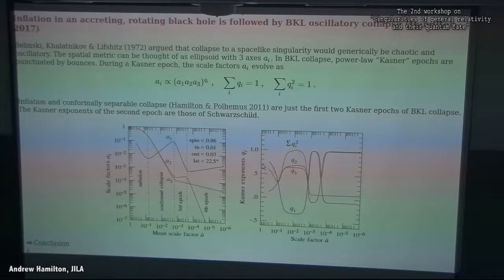These are the Kasner exponents, which by definition sum to 1. And this is the sum of the squares. And you can see that, at least during the Kasner epochs, this is about equal to 1. Not equal to 1 at the bounces.